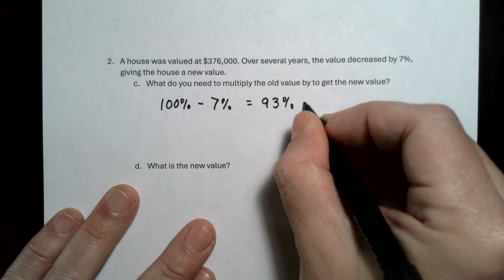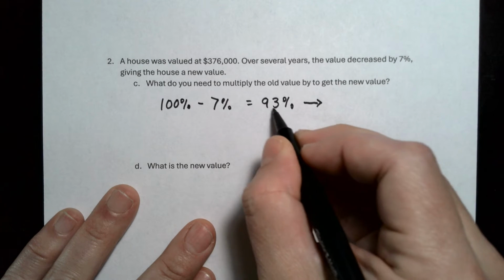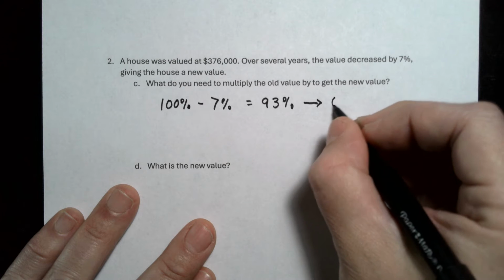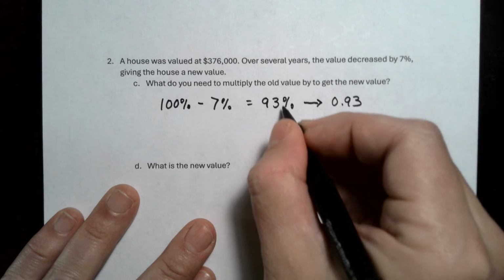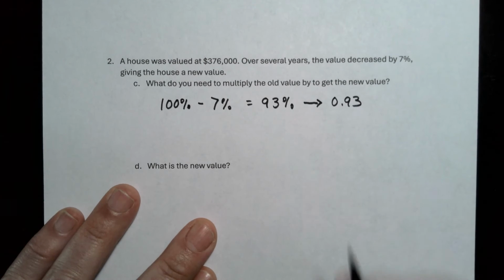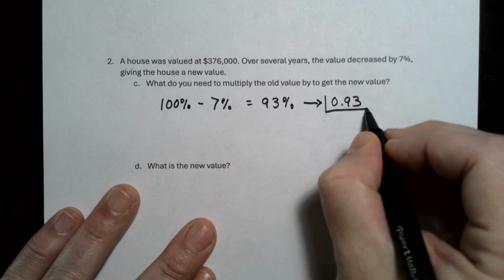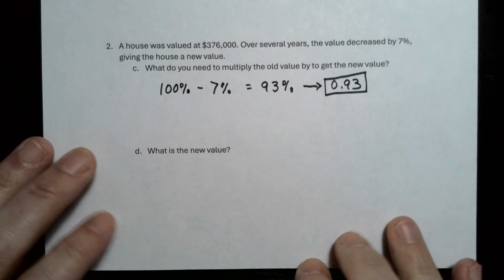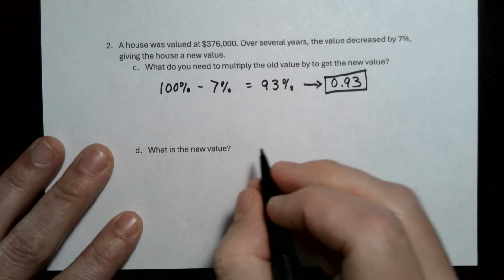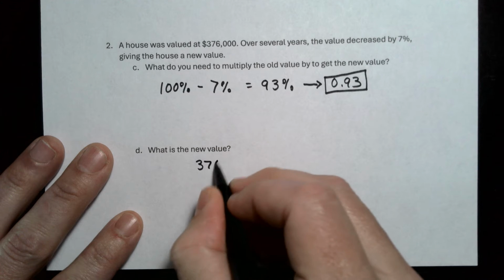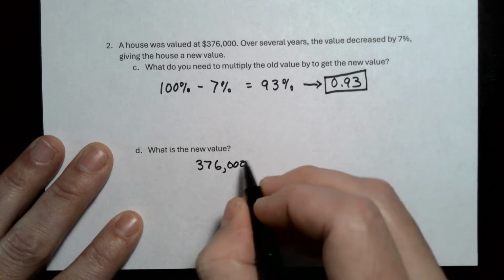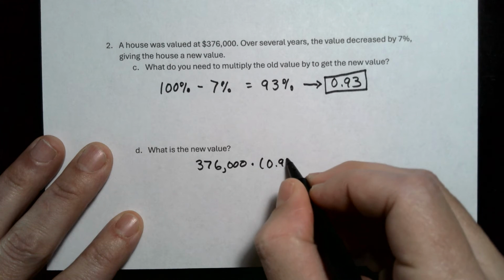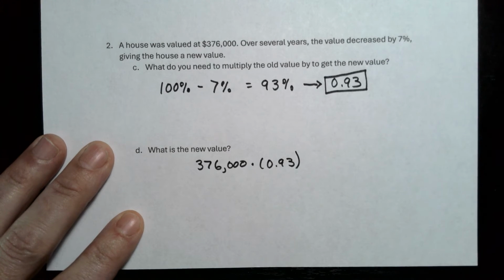And if I convert that into a decimal, I will move the decimal twice because it's per 100, so I'm dividing by 100, which will change this into 0.93. It'll move the decimal place over twice. Okay, so the value that I'm going to multiply by is this, 0.93. All right, so let's go ahead and find the new value. So it will be the original value, 376,000, multiplied by 0.93.